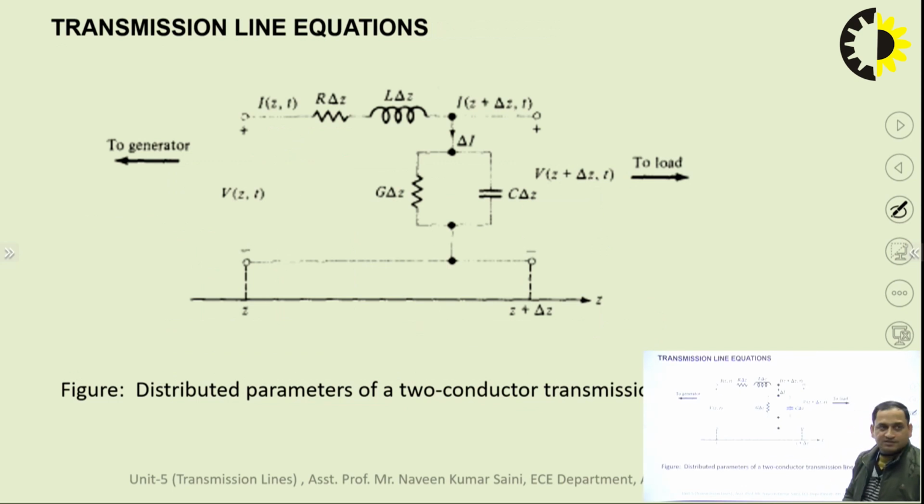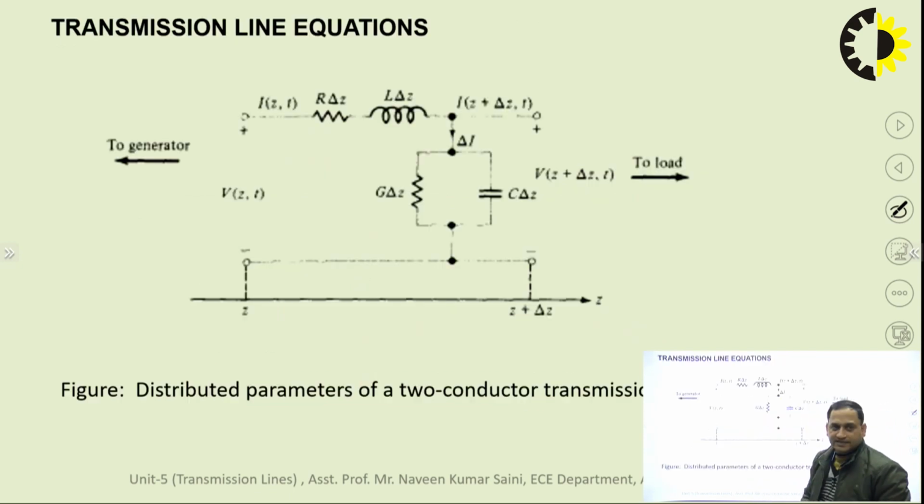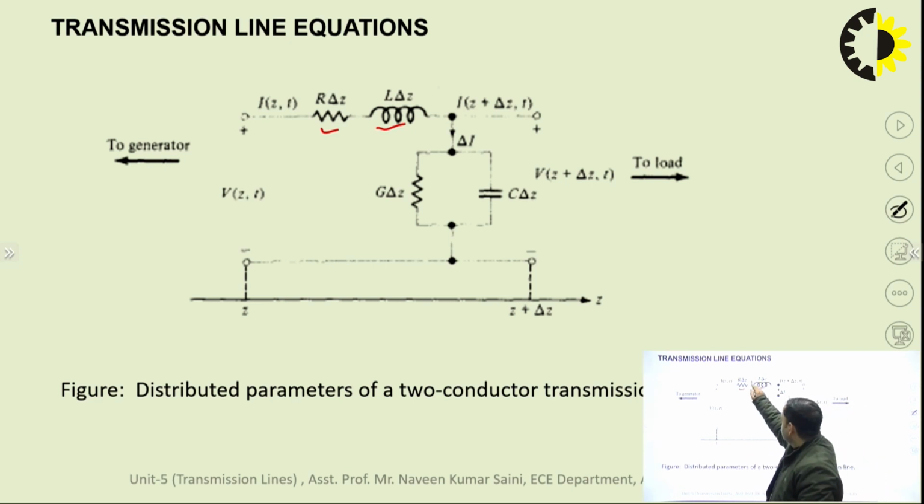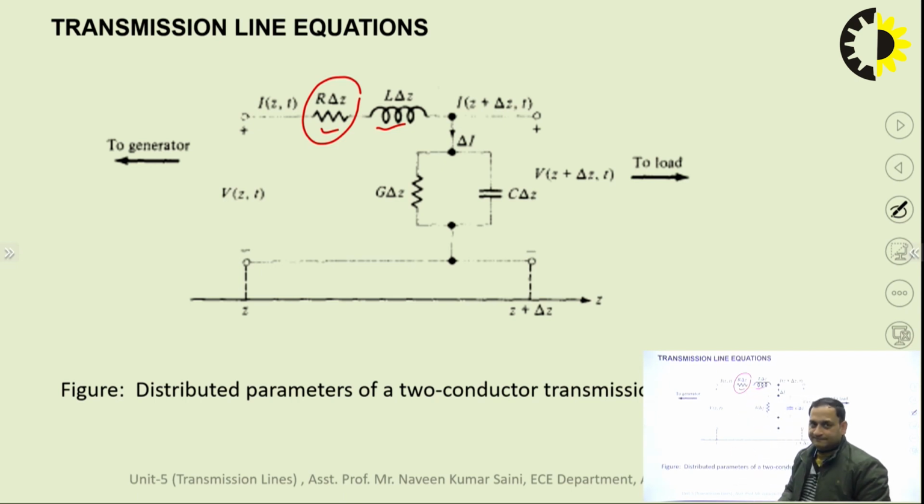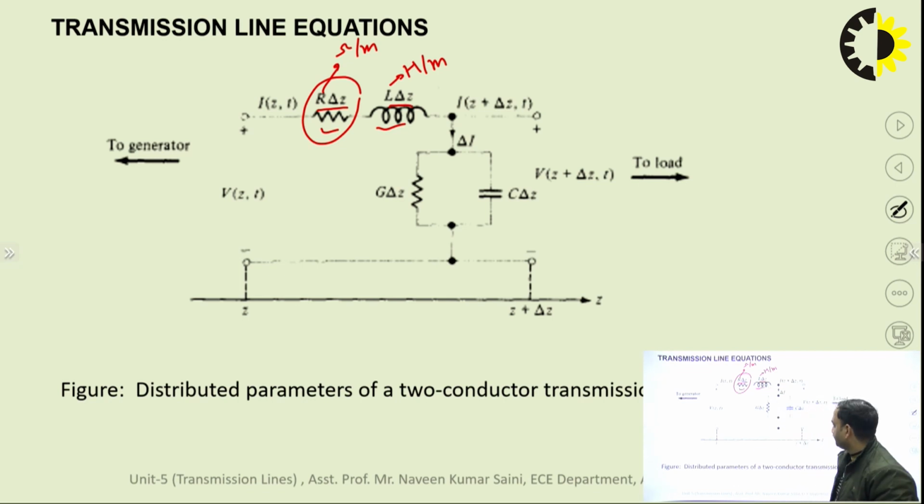When we take this cross section of delta z, we see the R and L, because we are representing it in circuit theory. R is ohm per meter, so the resistance section here will be R into delta z. Similarly, L is Henry per meter. R delta z is the ohm and L delta z is the Henry, or the inductance. In between we have G and C, which are Siemens per meter and Farad per meter.